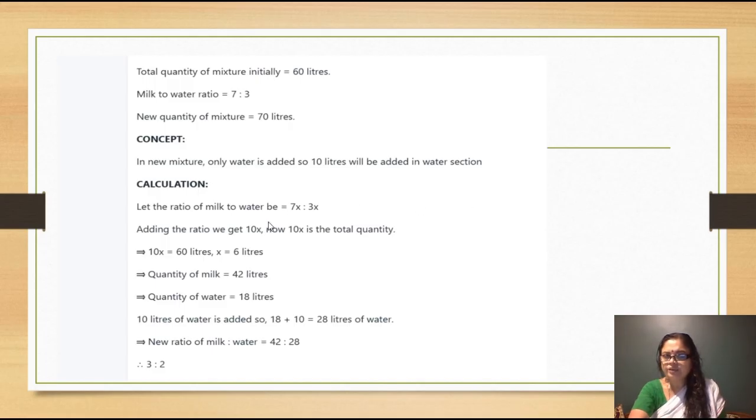So the ratio is given as 7x is to 3x. Adding the ratio, we get 10x as the total quantity, which is equal to 60 liters. So x will be 6 liters. So the quantity of milk will be 42 liters and the quantity of water will be 18 liters. If 10 liters of water is added, 18 plus 10 will be the new water quantity, 28 liters of water. So the new ratio of milk to water will be 42 is to 28 or 3 is to 2. So these are the types of questions that are asked for the ratio section.